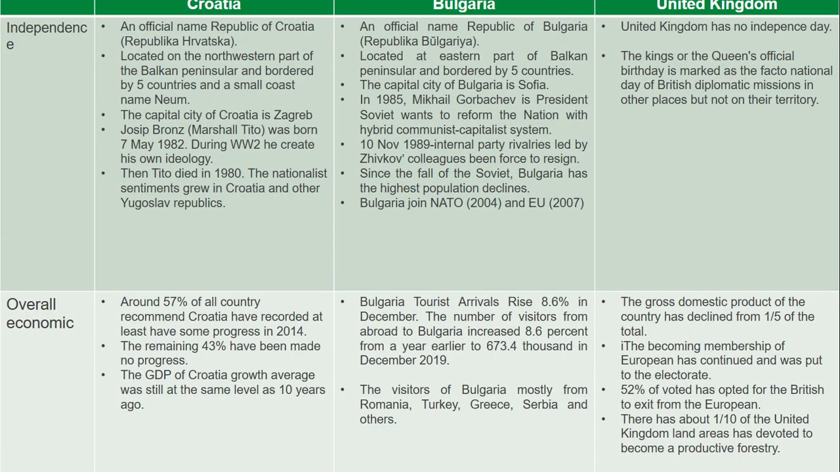As we compare United Kingdom independence with Croatia and Bulgaria, the United Kingdom has no Independence Day. As an interesting fact, the King's or the Queen's official birthday is marked as the de facto national day by British diplomatic missions in other places but not on their own territory. England has existed as a unified entity since the 10th century, which began in 1284 with the Statute of Rhuddlan.